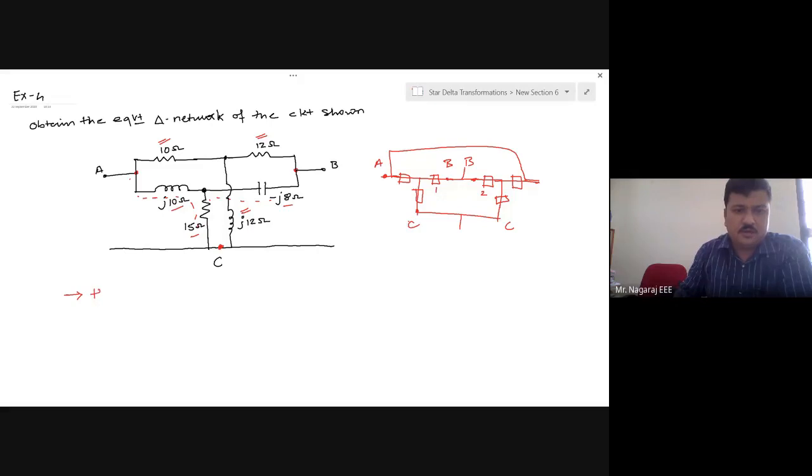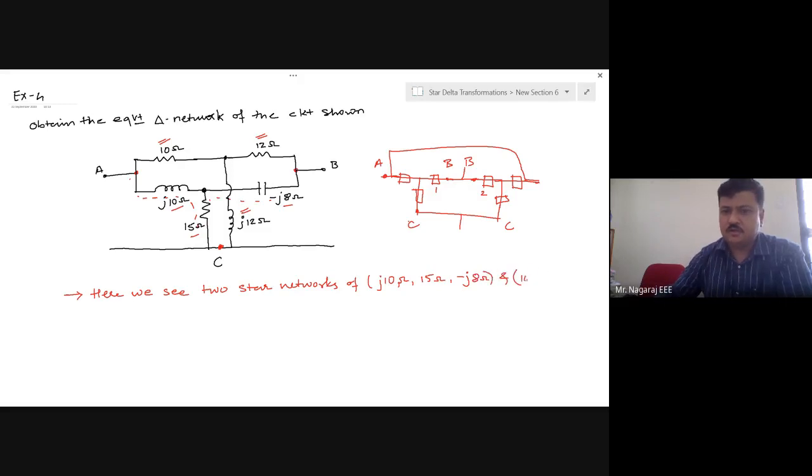So first step, here we see two star networks of J10 ohms, 15 ohms, minus J8 ohms, and 10 ohm, 12 ohm, and J12 ohm are in parallel. This we already have observed that.